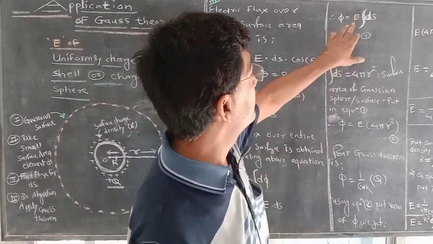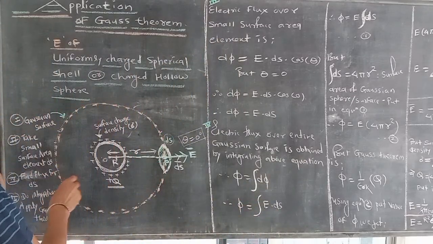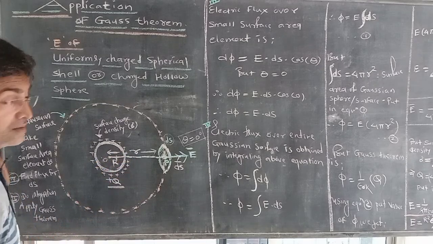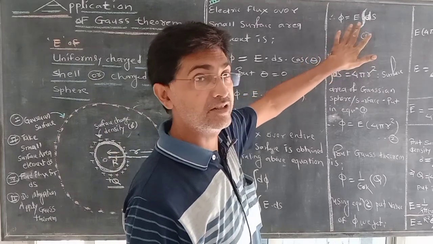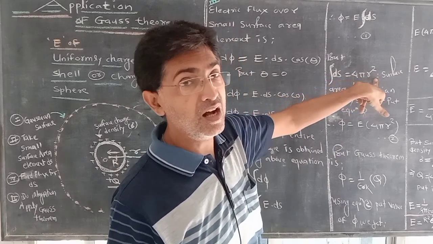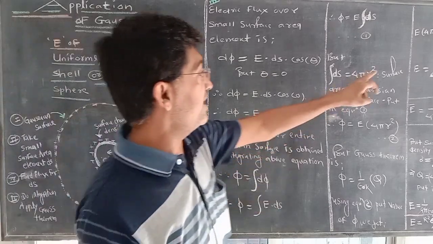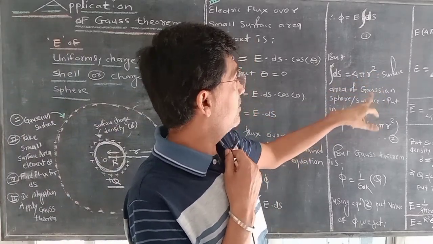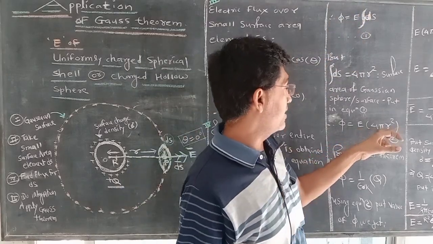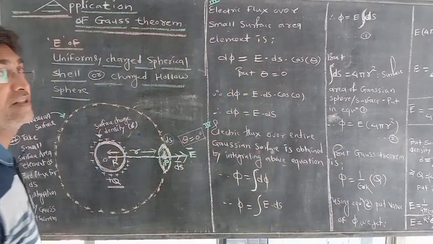Now E is a constant, because every point of this Gaussian sphere is at the same distance, small r, from the center of the charged body. So E is taken outside the integration: phi equals E integration of ds. But the integration of ds is 4 pi r square, the surface area of the Gaussian sphere, where small r is the distance of the point P from the center. Putting this in equation 1, we get phi equals E 4 pi r square. This is equation number 2. This much flux is going out of the Gaussian sphere.